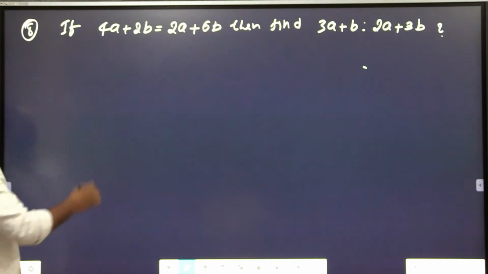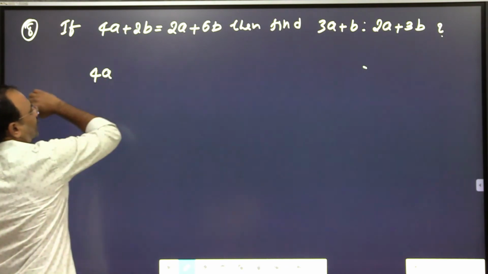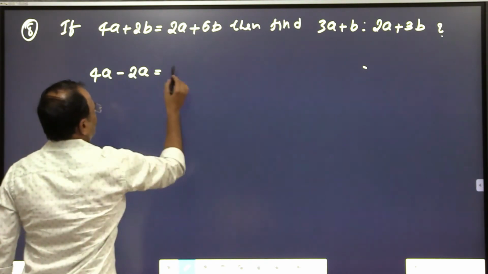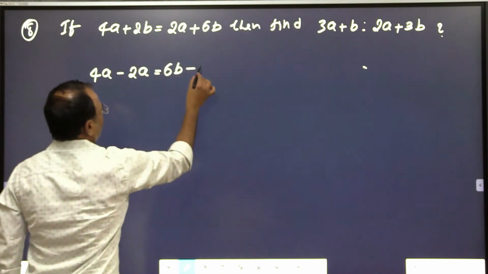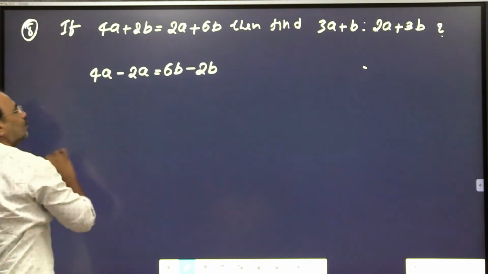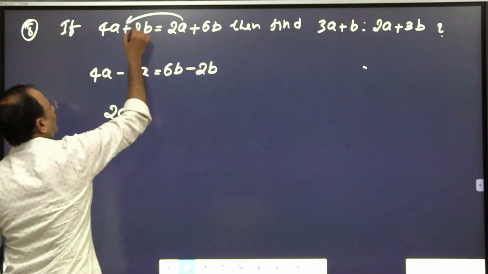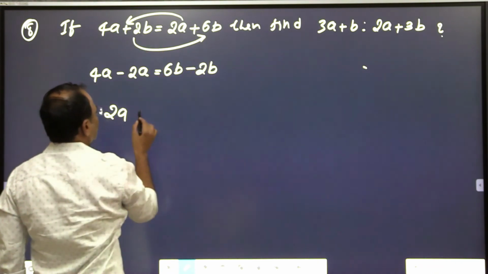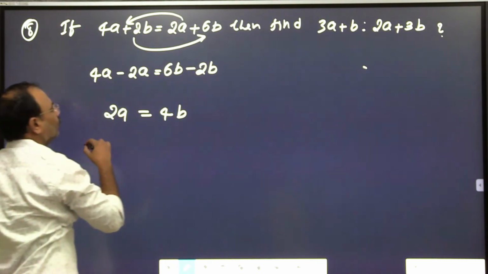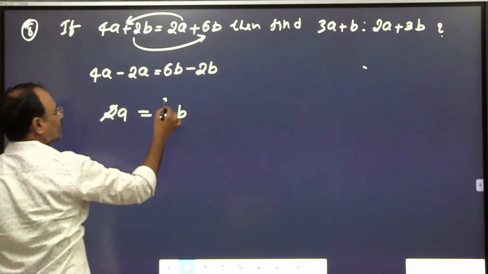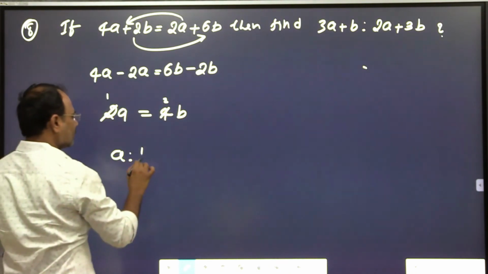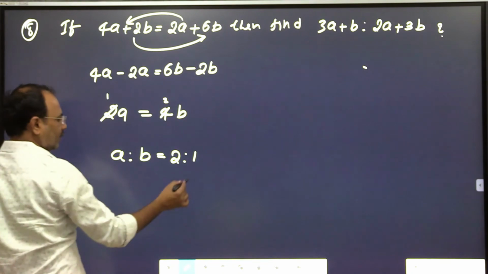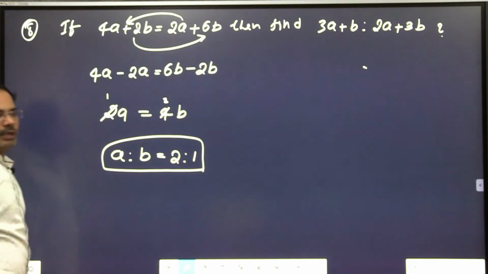a is to b, then 4a, this plus 2a becomes minus 2a, is equal to 6b, same as this plus 2b becomes minus 2b. So 4a minus 2a, directly 2a. Then plus 2b becomes minus 2b, 6b minus 2b is equal to 4b. Then a is to b is equal to what? 2 is to 1. This 1 becomes denominator, so I did write 2 is to 1. So a is to b is equal to 2 is to 1.